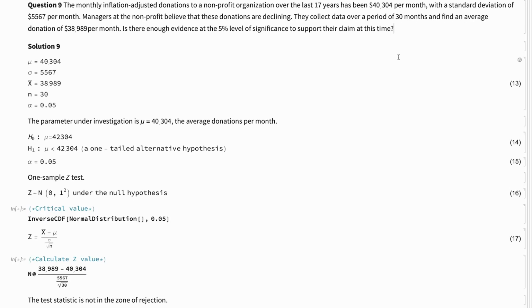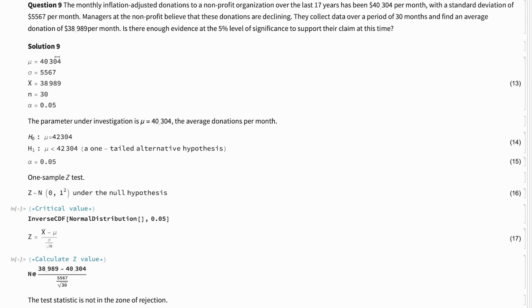Step number 0. Let's collect what we have. They have collected data over the last 17 years. That's the data that exists up until then. In other words, that is the population mean, 40,304. Population standard deviation, 5,567. The data that they collect now, a sample, gives us a sample mean of 38,989. 30 is the number of data points they have. That's their sample size. And again, look at this. These subjects, the 30 values that they have, it's not human beings. In this instance, it's months. And the alpha value is 0.05.